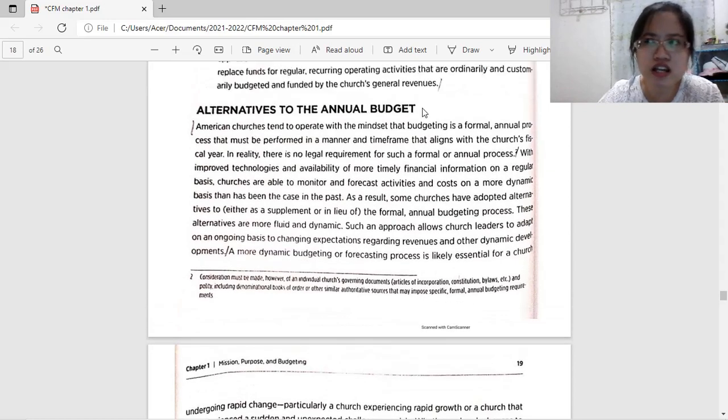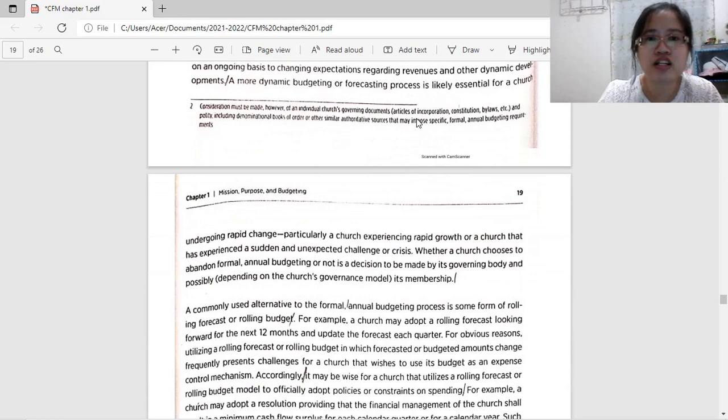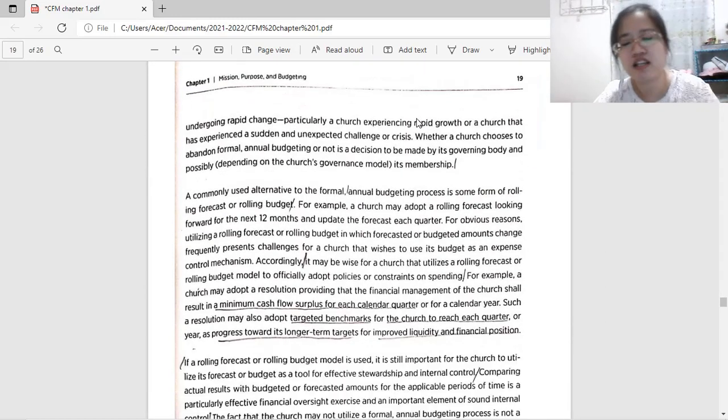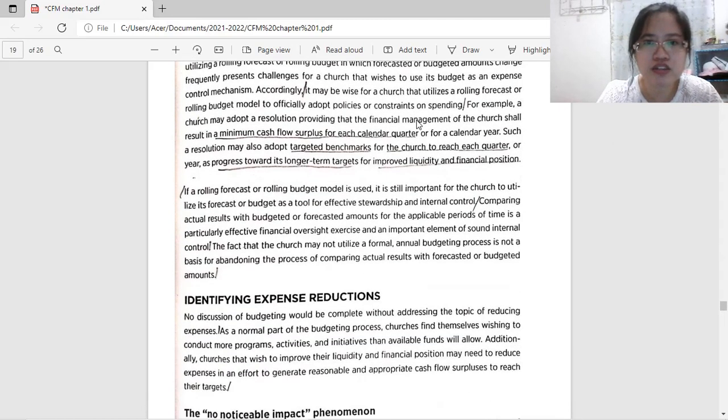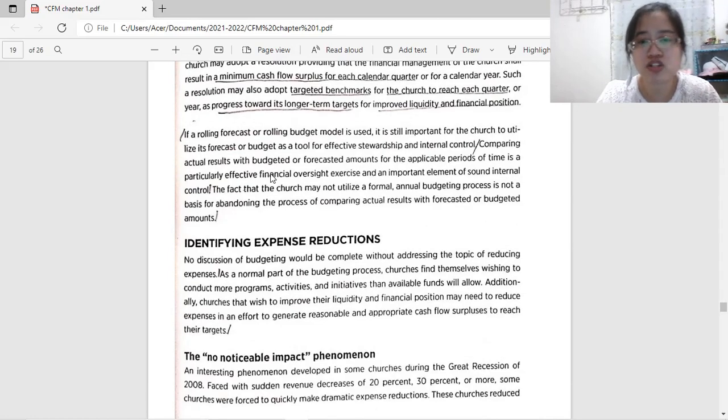Since the budget is again not a required report, it's only internal. So the organization does have leeway or discretion in how they're going to prepare their own budget. There are different styles, but for the most part, the main principle is that you have to compare the cash inflow and the cash outflow, right? I think later we would have a different discussion for the preparation of the budget.